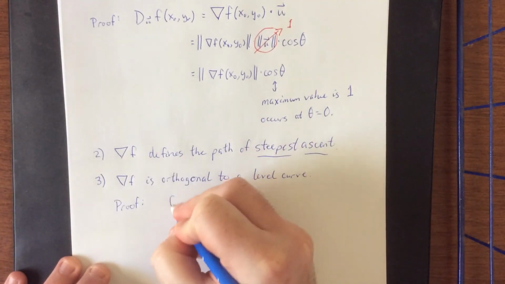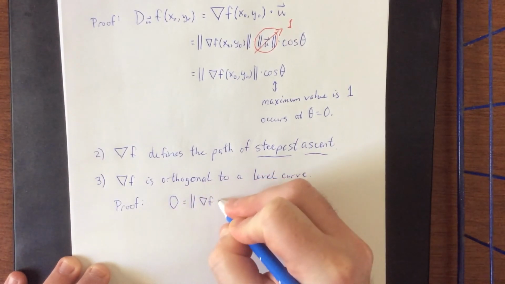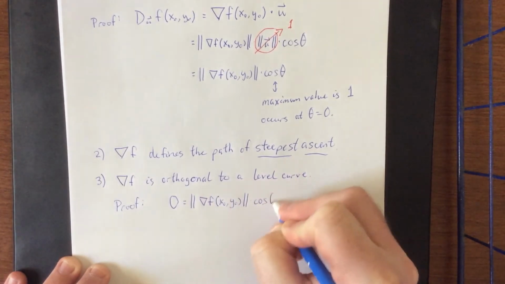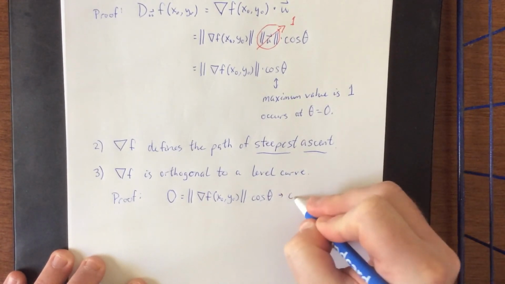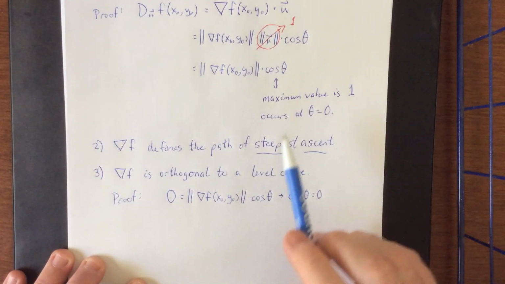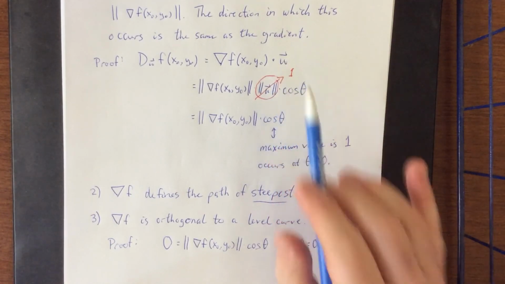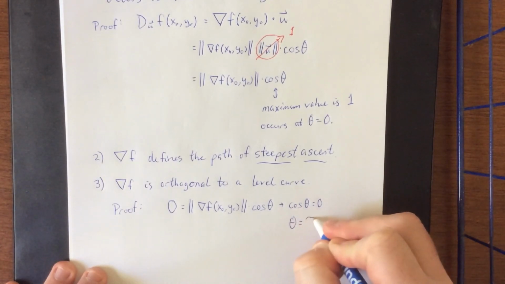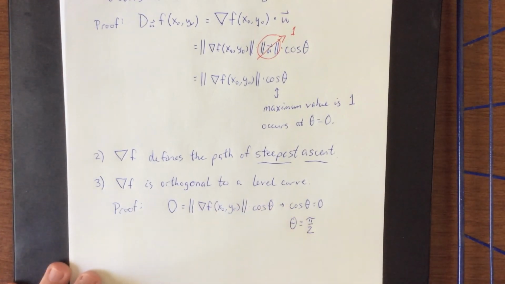So we want the directional derivative to be equal to 0, and that's equal to the magnitude of the gradient of f evaluated at a given point times the cosine of theta. We can't rely on the gradient being equal to 0, so really what we're saying is that the cosine of theta is equal to 0. Or more specifically, if the dot product between two vectors is equal to 0, that guarantees those vectors are orthogonal to one another. So with cosine of theta being equal to 0, theta is equal to pi over 2. Therefore, these things are orthogonal to each other.